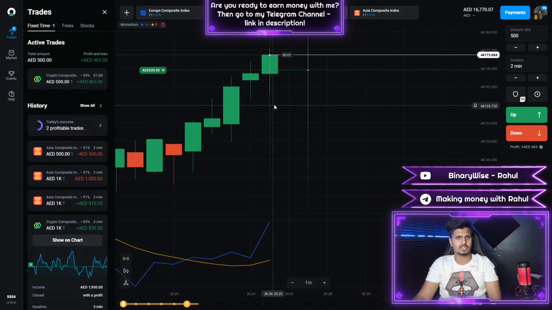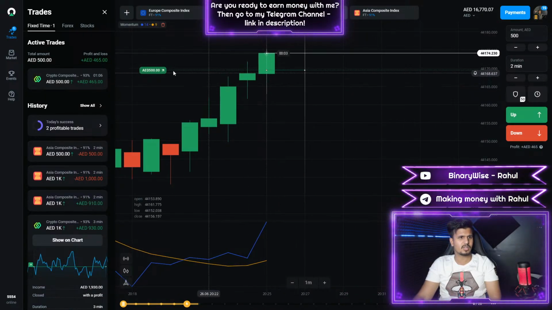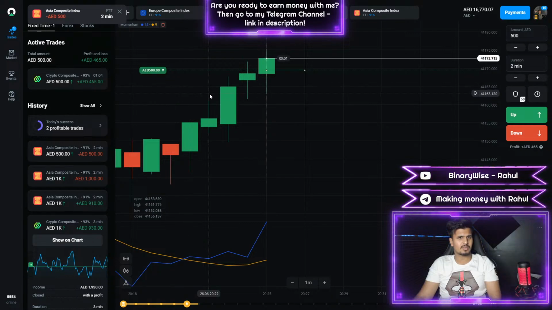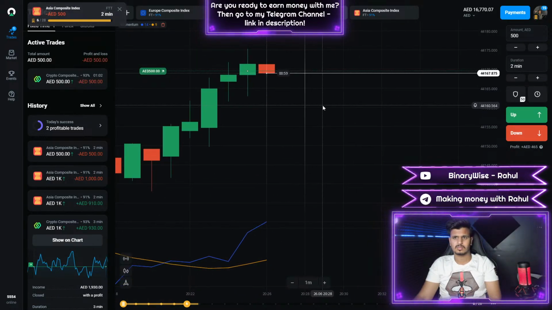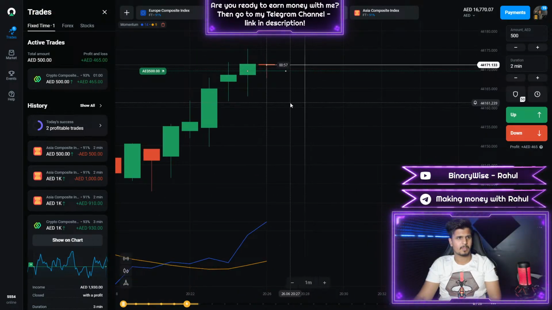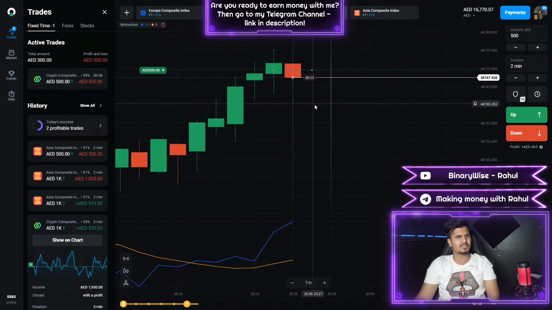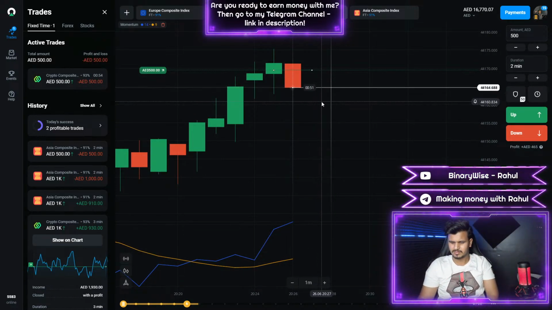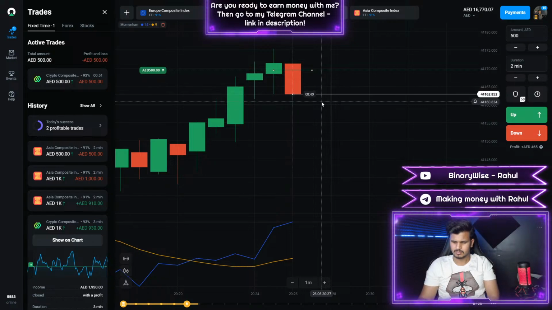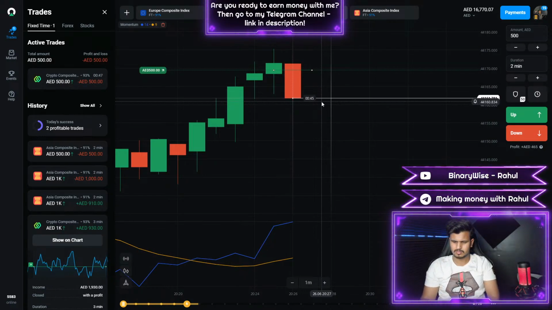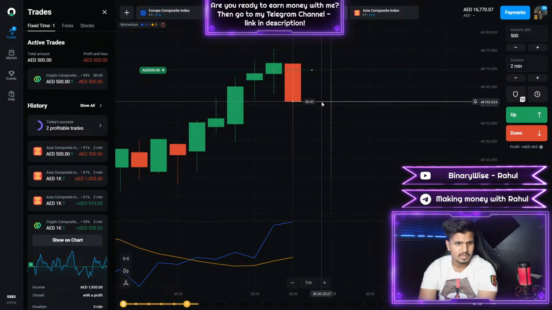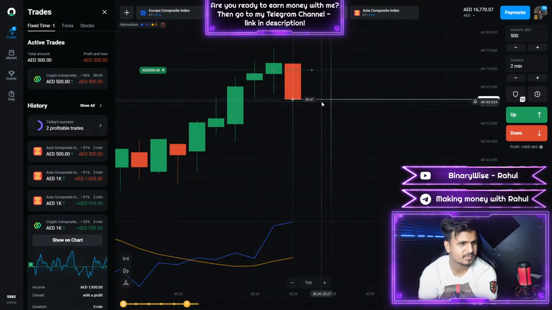Now it depends only on this one. It's moving pretty well to the upward. Still 1 minute is left here. Oh, it's suddenly falling, moving to the downside. So finally it changed the direction.